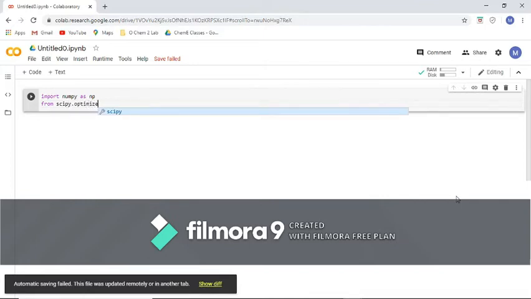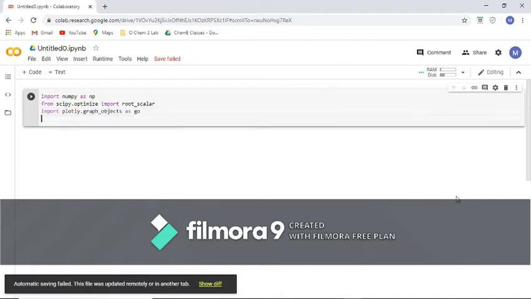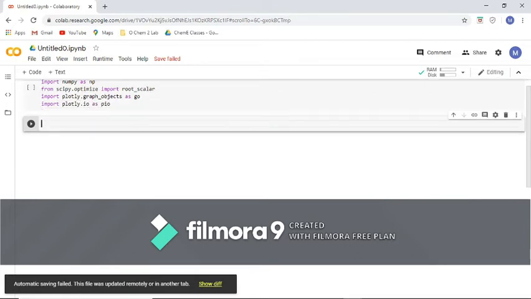So .optimize, and then import root_scalar, and then import plotly.graph_objects as go, which will allow us to have a graph of our data. Plotly.io as pio.